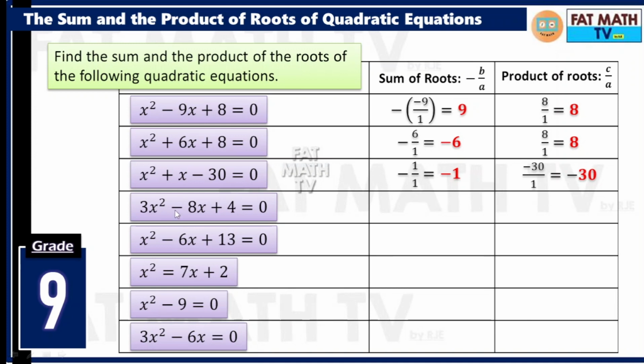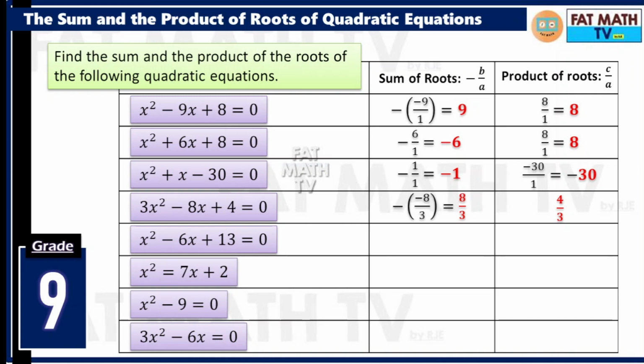And then for the fourth one, we have a is 3, b is negative 8, and c is 4. So for negative b over a, that's negative of negative 8 over 3. So that is positive 8/3. And then the product of the roots is c over a. So that is 4 over 3.